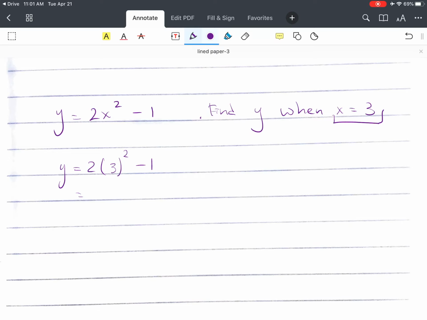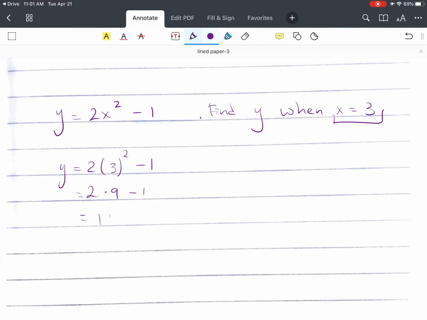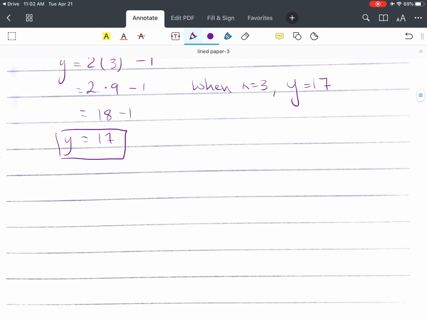We're going to follow order of operations, and that tells us that exponents are done first. So 3 squared, it's the same thing as 3 times 3, so that's 9. So this is 2 times 9 minus 1. 2 times 9 is 18, and if we take away 1, that's 17. So y is equal to 17. Okay? So here, when x is equal to 3, y is equal to 17.